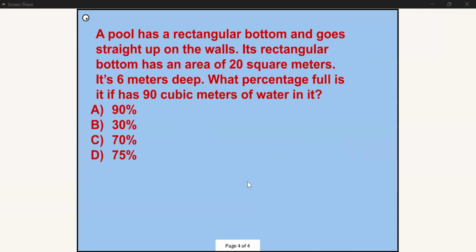And now let's go on to the last one here. A pool has a rectangular bottom. Okay, so another pool. And goes straight up on the walls. Okay, same setup. Its rectangular bottom has an area of 20 square meters. It's 6 meters deep. What percentage full is it if it has 90 cubic meters of water in it? Okay, so very similar. We're going to do the same thing. V equals length times width times height. But length times width here equals 20.